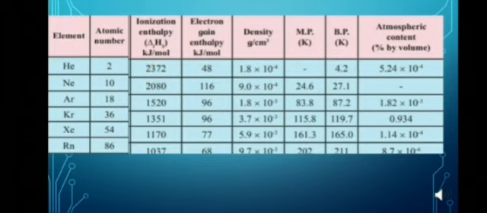On moving down the group, the size of the atom increases and consequently the valence electron experiences less force of attraction by the nucleus. Hence, ionization enthalpy decreases from helium to radon. Now, electron gain enthalpy. Due to the stable electronic configuration, these gases have no tendency to accept electrons. Hence, these elements have large positive values of electron gain enthalpy.